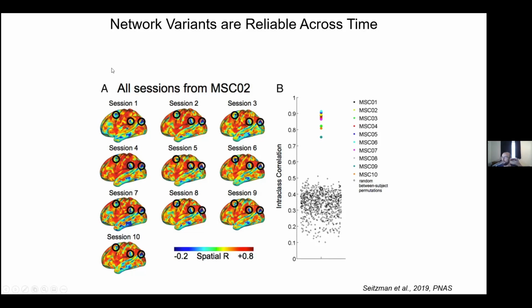And so while we have some evidence that variants are pretty temporally stable and show good split half reliability, we don't really have great evidence yet, before this paper at least, for how stable they are across states. So we know that whole brain functional connectivity is pretty stable across states though.